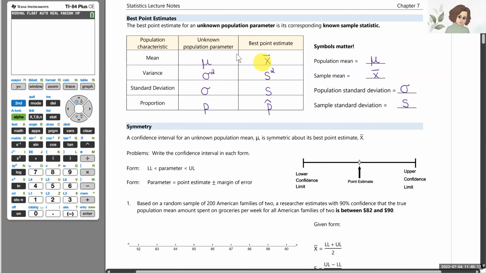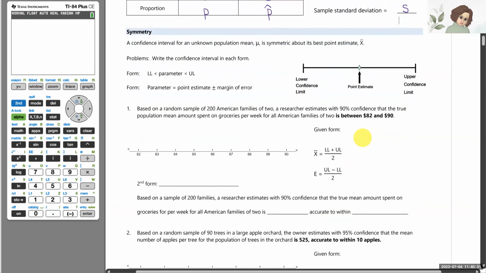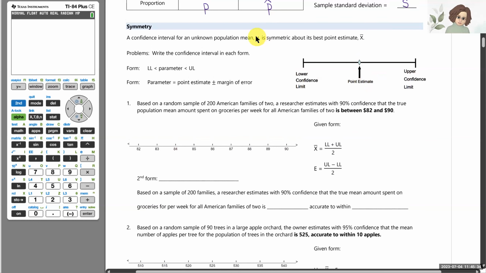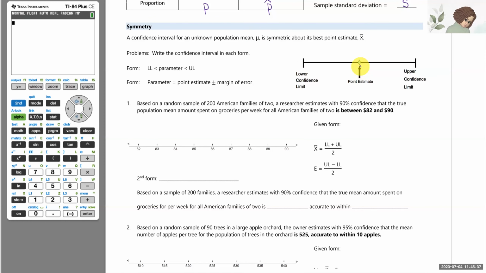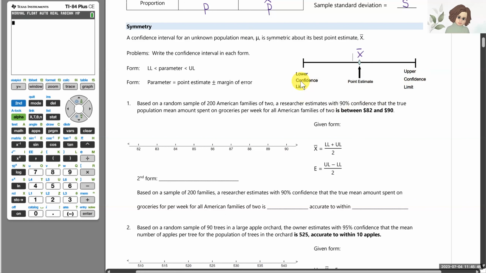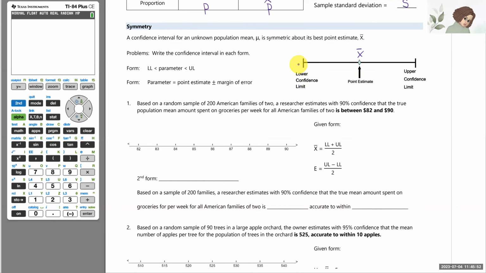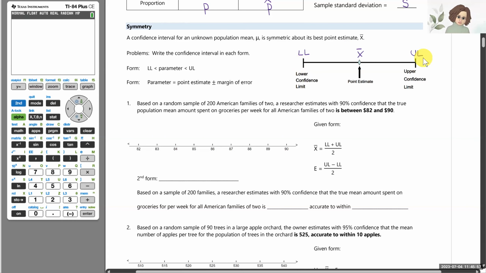All right, so we're going to start though with estimating means. And let's take a look at the confidence interval then. A confidence interval for an unknown population mean is always symmetric about its point estimate. So on my picture here, the point estimate for mu will be X bar. So we'll find the sample mean. And then the confidence interval will be that range of values with a lower and an upper limit. I'm just going to write L for the lower limit and UL for the upper limit.